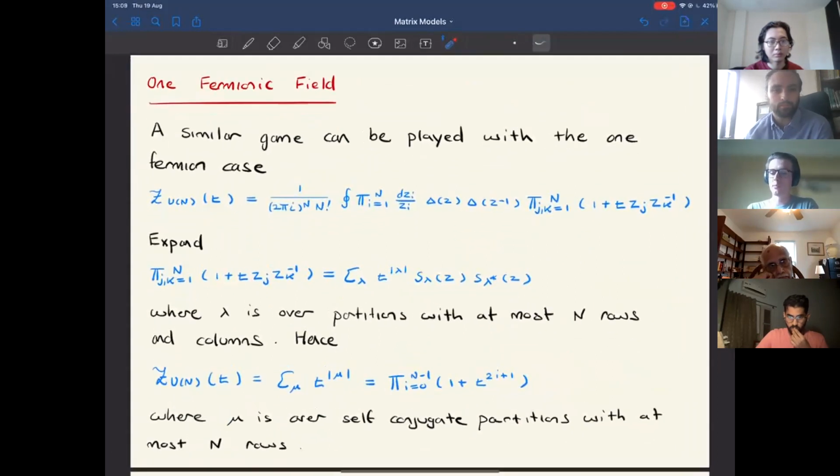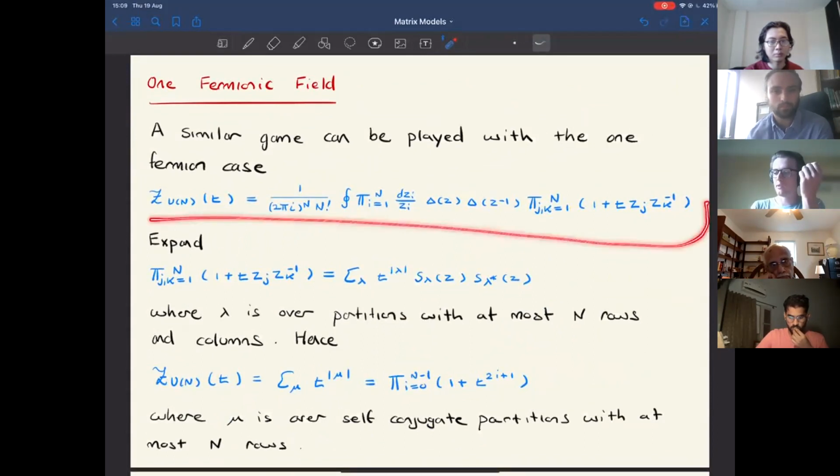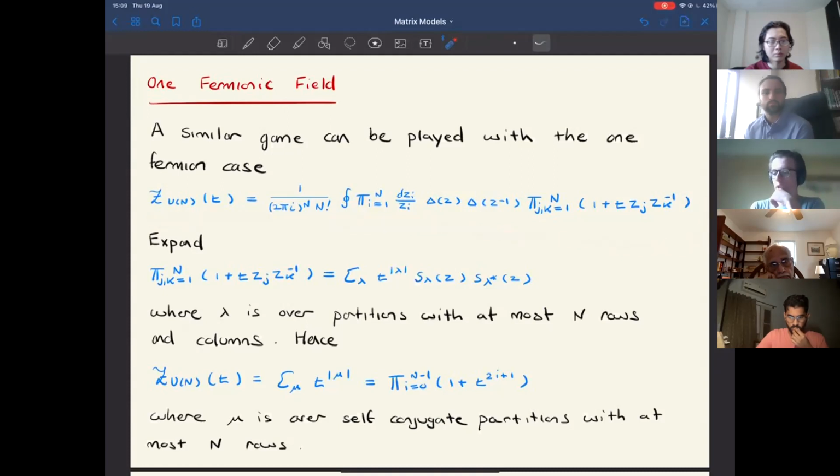So something small I did during the project was just copy what Dolan did in the paper, but for the case of one fermionic field. So in that case, the partition function looks like this. Okay, this product term can again be expanded into this form. And I should mention lambda star corresponds to the partition conjugate to lambda, or the tableau conjugate to lambda. So lambda here is the sum over partitions with at most n rows and columns, okay?